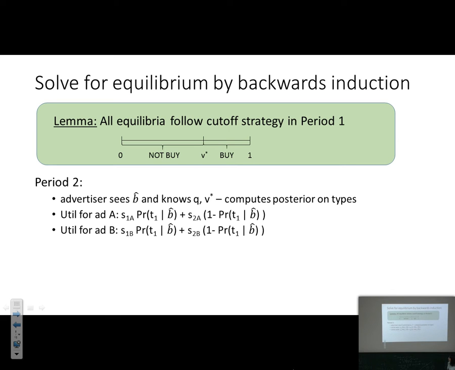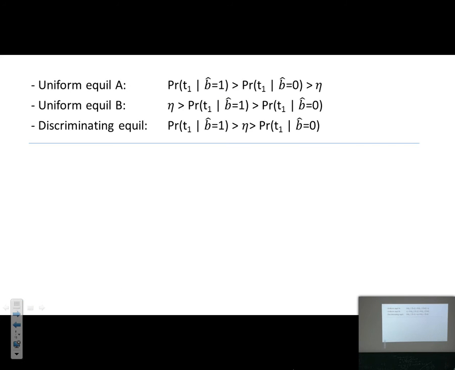And so the advertiser can compute his expected utility for showing each ad based upon his posterior beliefs about the type of the consumer. And he'll show ad A whenever this is higher than this, given the bit that he saw. You can just rearrange this, and he'll show ad A if his posterior belief about the consumer being a high type, given the bit that he saw, is above this thing, which for now we'll just call eta. And again, this is some possibly complicated thing.